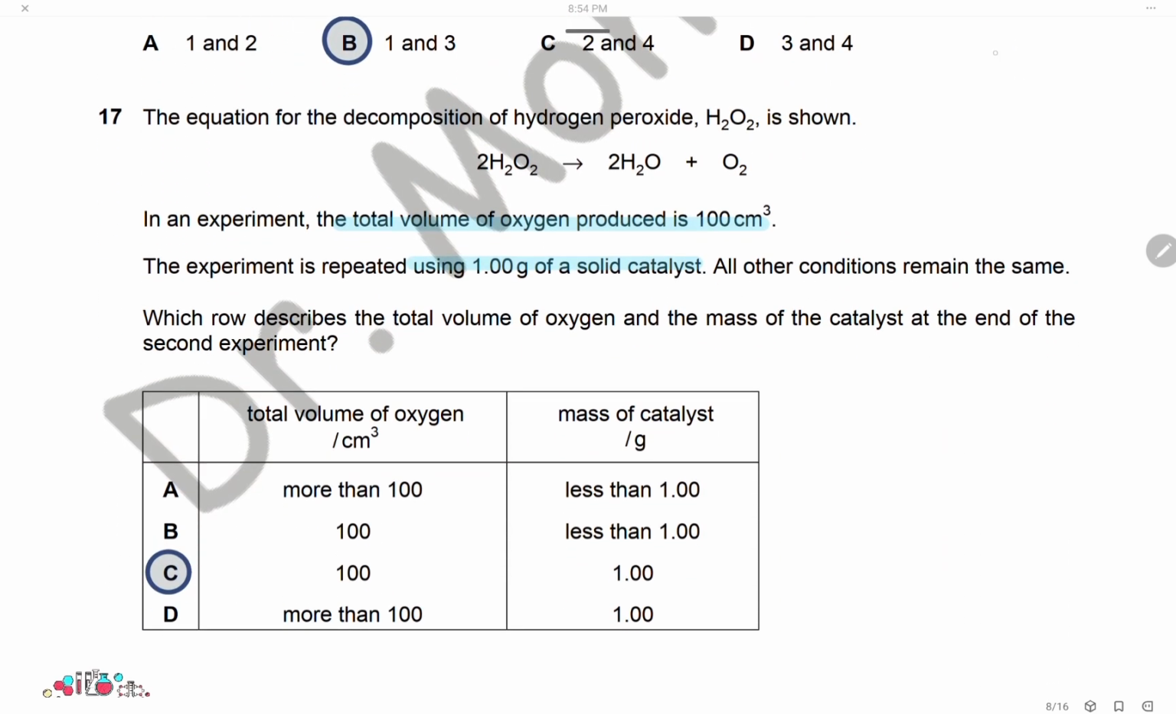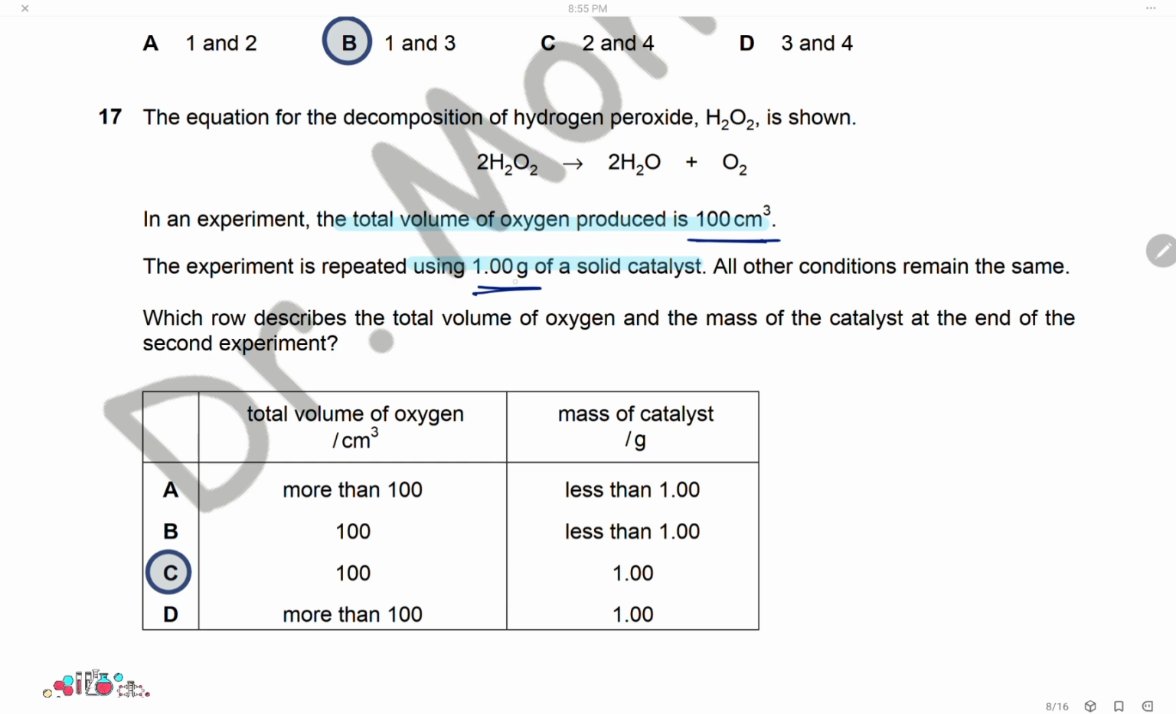Question 17. The equation for the decomposition of hydrogen peroxide is shown. In the experiment, the total volume of oxygen produced is 100 centimeter cube, and the experiment is repeated using 1 gram of solid catalyst. All other conditions remain the same. Which row describes the total volume of oxygen and the mass of the catalyst at the end of the experiment?